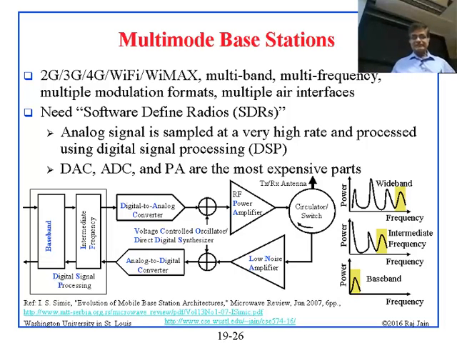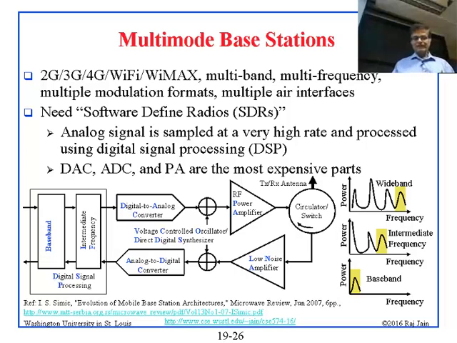Multimode base stations. Mobiles are already multimode. My phone does 2G, 3G, 4G, Wi-Fi, doesn't do WiMAX, but does Bluetooth. But the base stations don't. They don't do Wi-Fi for sure. They do 2G, 3G maybe, but they don't do Wi-Fi. They're saying, why not? Let's do everything. Whatever is best, they'll do it.